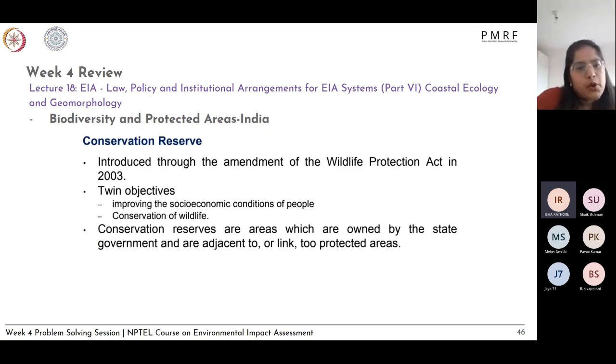And then we have the conservation reserve, which was introduced in the amendment we looked at in the previous slides. It has two objectives: to improve the socioeconomic conditions of the people living in these areas and to conserve wildlife. Conservation reserves are generally areas owned by the state government, adjacent to or linked to protected areas where people live, and they have a participatory planning approach to the conservation of these areas.